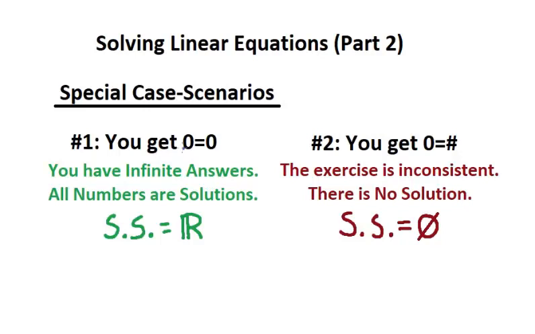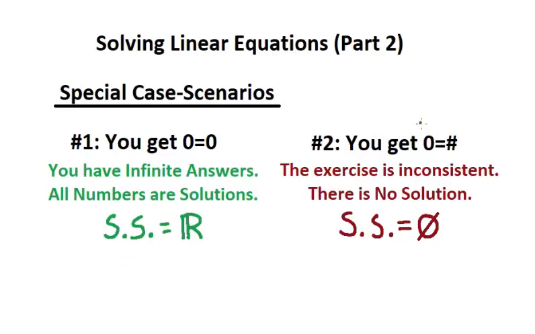So the type of special cases that you're going to get sometimes are, number one, if you get 0 equals 0. When you get that answer at the end of an equation, that means there are infinite solutions, and basically any number that you can use is a solution. So instead of providing an answer, what you need to explain is that you have infinite solutions. All of the numbers in this case are solutions. You explain that by writing S dot equals R. That means all the real numbers are solutions.